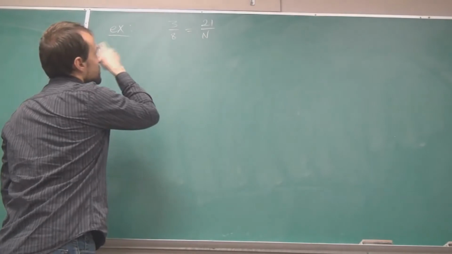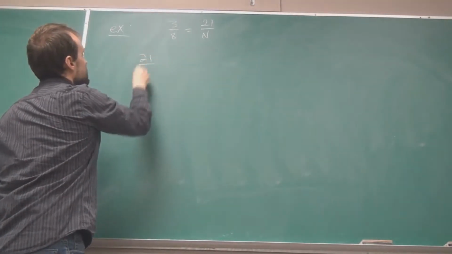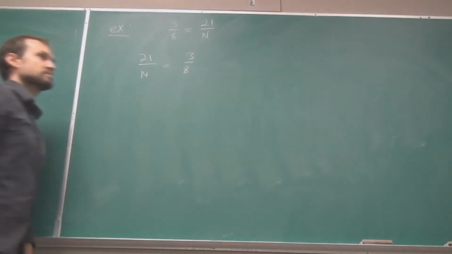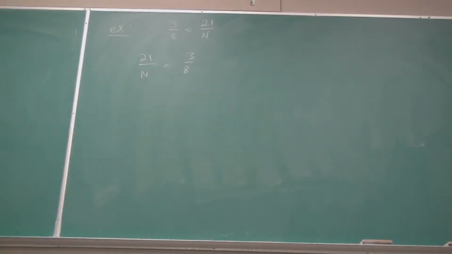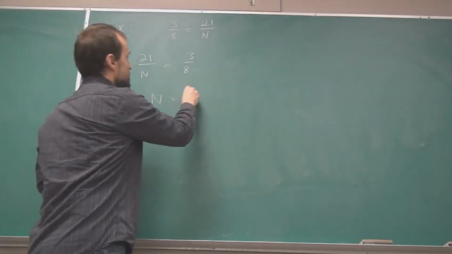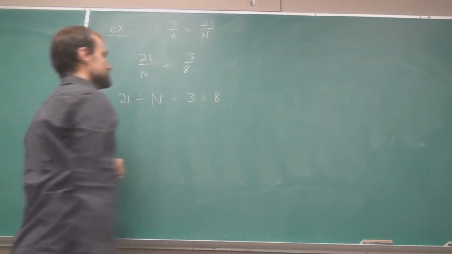So, what can I do? Well, I can write 21 over n equals 3 over 8. I like my variable on the left, personal preference. I'm going to leave it as an equation because I want to see what happens to these numbers. I don't care as much about the answer as how to find the answer. We're going to have a shortcut in a little bit. So this is 21 divided by n, 3 divided by 8.